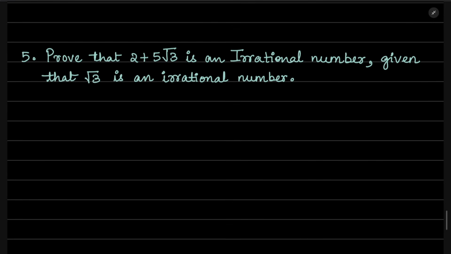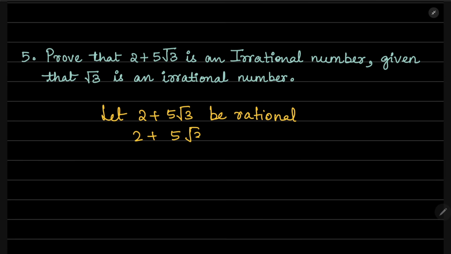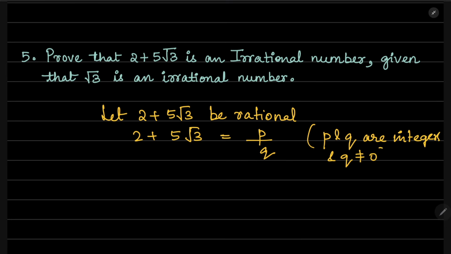The last question for the day: you have to prove that 2 plus 5 root 3 is an irrational number. Very easy again. Let's go with the contradiction method. Let 2 plus 5 root 3 be rational. So 2 plus 5 root 3 can be written in the form of P by Q, where P and Q are integers and Q is not equal to 0.